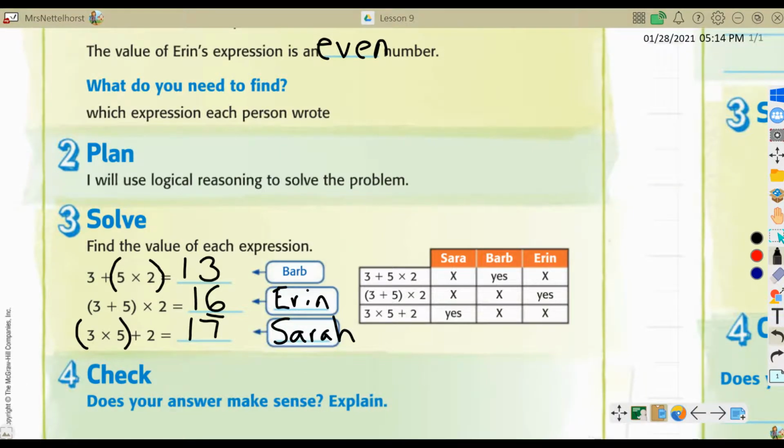Okay, so they made a little chart over here. 3 plus 5 times 2 cannot be Sarah, and it can't be Aaron because it has to be Barb, because Barb's answer is 13. 3 plus 5 in parentheses times 2 has to be Aaron because it's an even number, so it can't be Barb or Sarah. And 3 times 5 plus 2 has to be Sarah because it can't be Barb or Aaron.